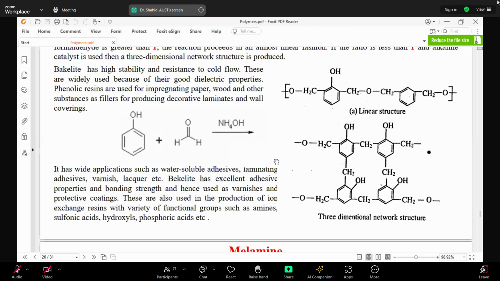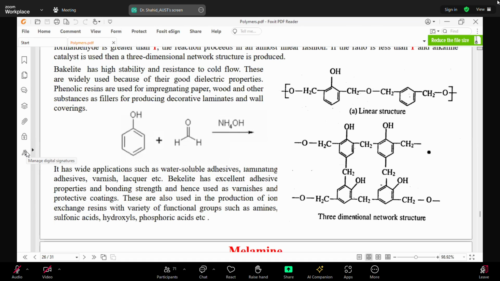And due to the excellent adhesive properties and bonding strength, it is used as varnish and protective coating. It is also used in the production of ion exchange resin. Ion exchange resin means the exchange of ions, positive ion exchange by cation or negative ion exchange by anion. So this is called the ion exchange process.